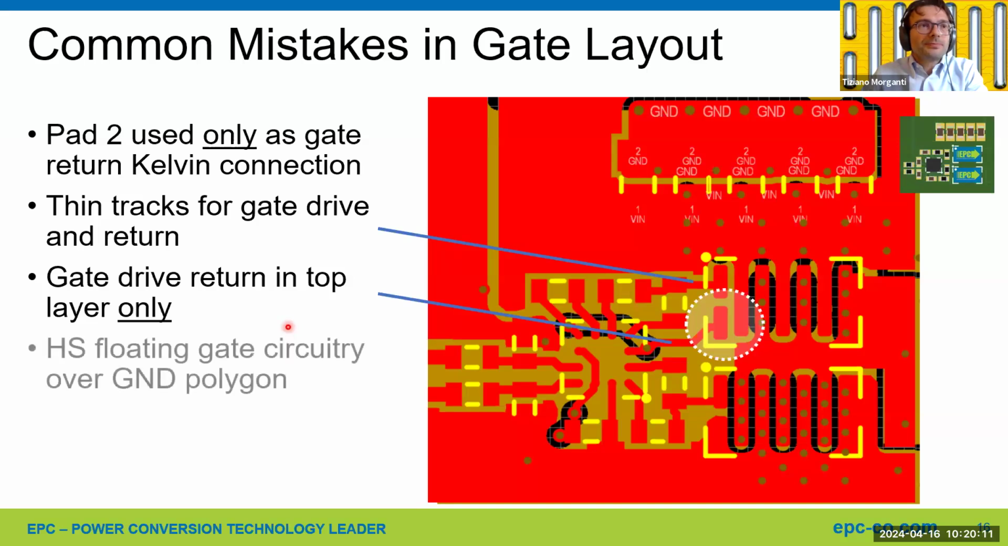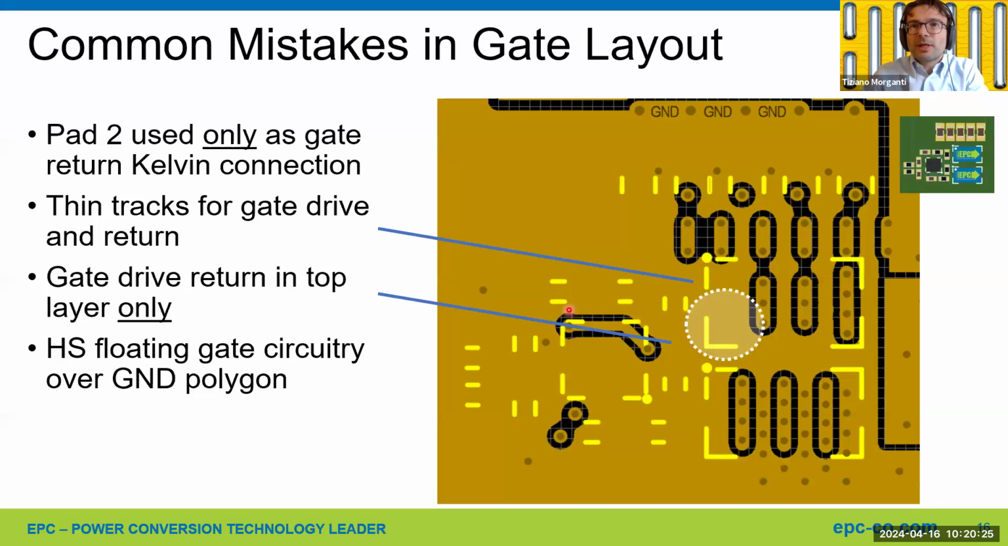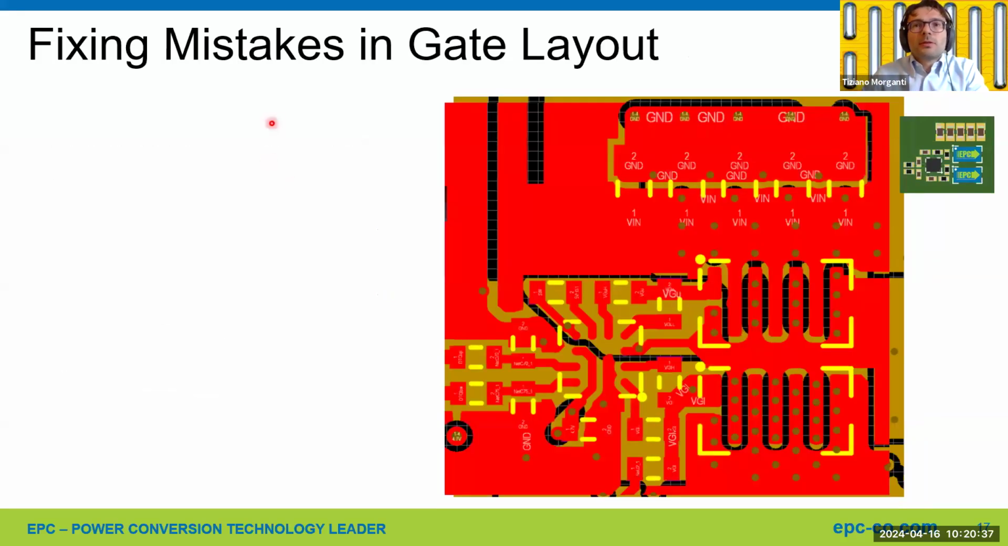And also, in many cases, I've seen the high-side gate driver floating circuit laid out over the ground polygon. So in this case, you have a significant coupling capacitance between the gate and the ground, which is equivalent to having an increased Miller capacitance. So how to fix those mistakes?